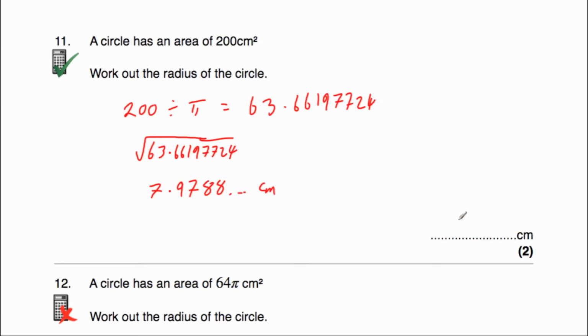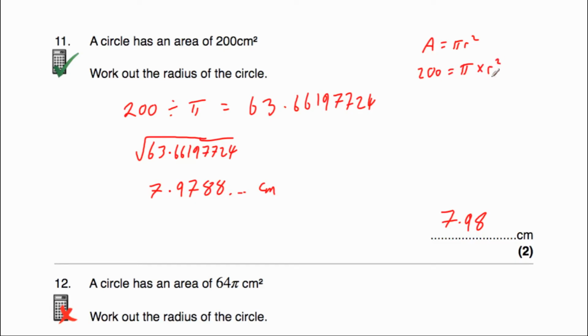We round that, it would be 7.98. So that means the radius of the circle is 7.98. So that's one approach. Alternatively, you could use the formula. So we know the area of the circle is equal to pi r squared. The area is 200, so we get 200 is equal to pi times the radius squared.